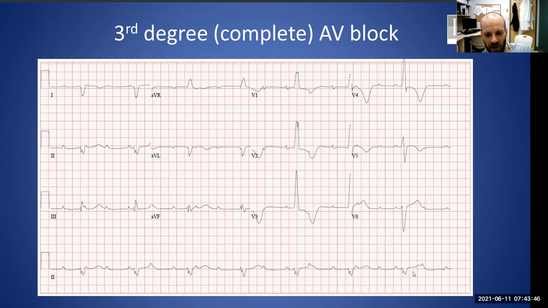there's no fixed timing between any of these P waves and any of these QRS complexes. The P waves are going at one rate, the QRS complexes are regular and going at another rate, and they're at completely separate rates. Okay, so this is complete AV block.